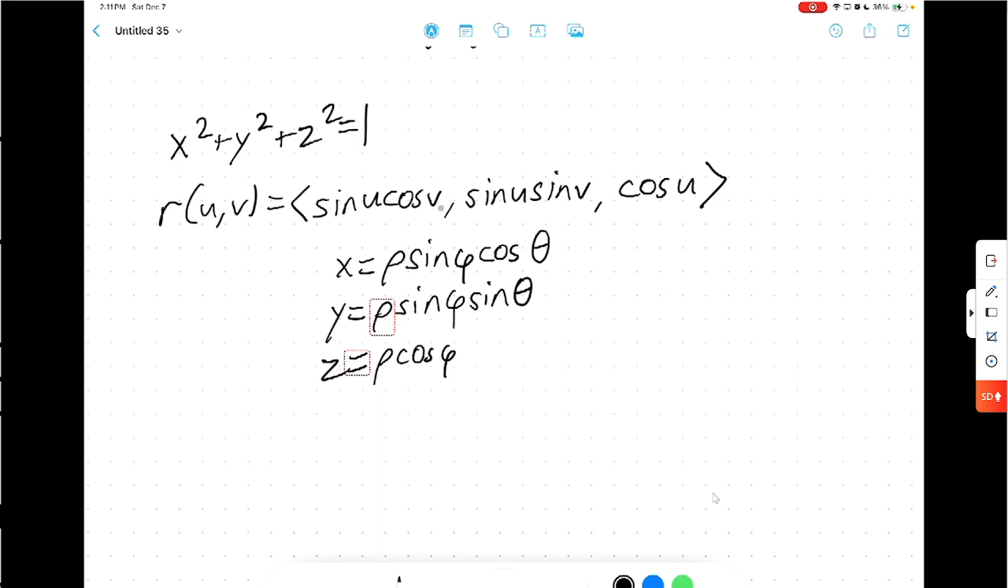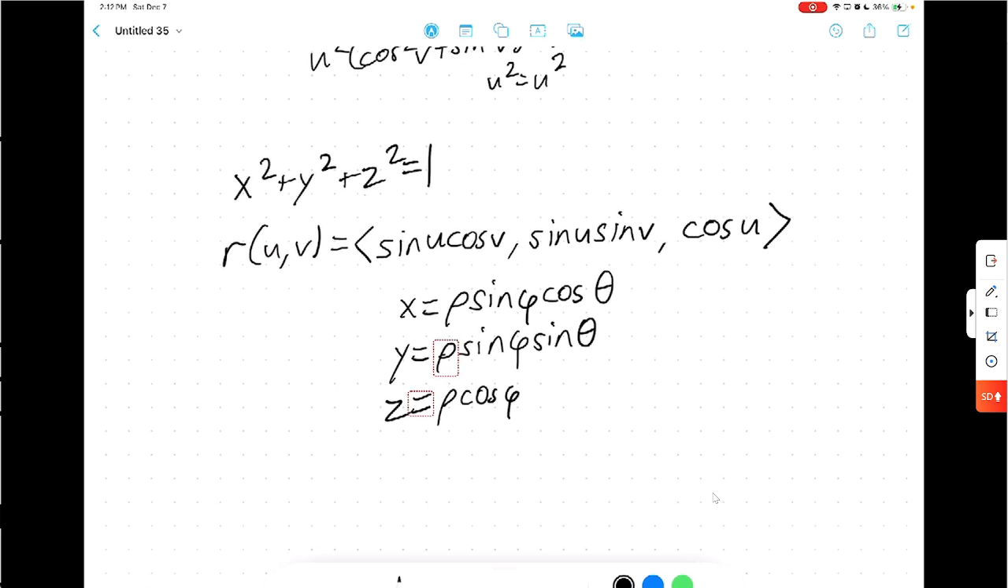So this is an example of how you could do it for a sphere. If you have an ellipsoid, then you would just have to change some of the parameterizations here, but it would mostly be the same idea. Any questions?